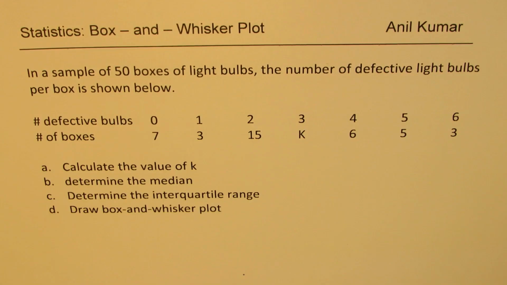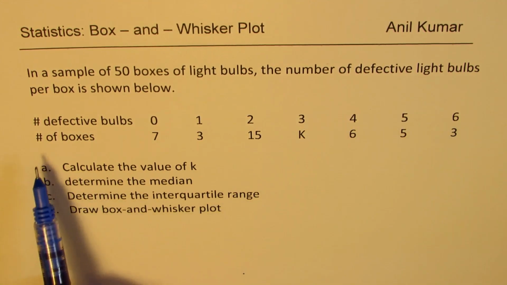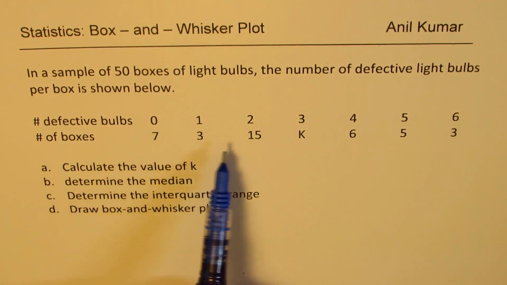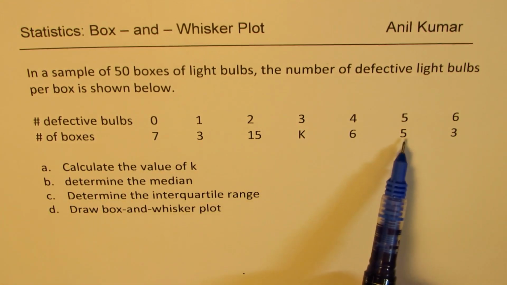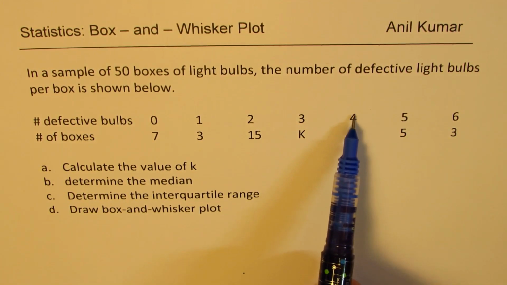I hope that helps. We'll try to understand how to plot box and whisker plot using the given information. The question here is, in a sample of 50 boxes of light bulbs, the number of defective light bulbs per box is shown below. So the number of defective bulbs are 0, 1, 2, 3, 4, 5 or 6, and number of boxes with those many defective bulbs are 7, 3, 15, K, 6, 5 and 3. So that means there are 6 boxes with 4 defective bulbs.